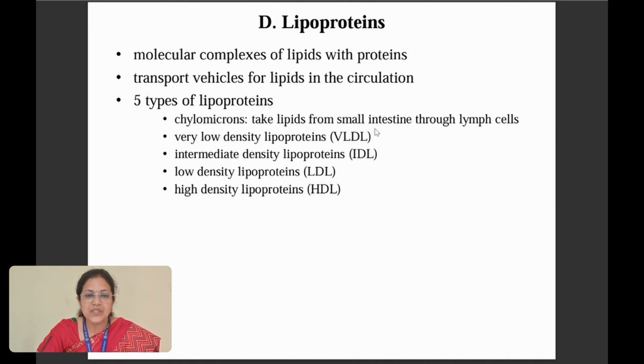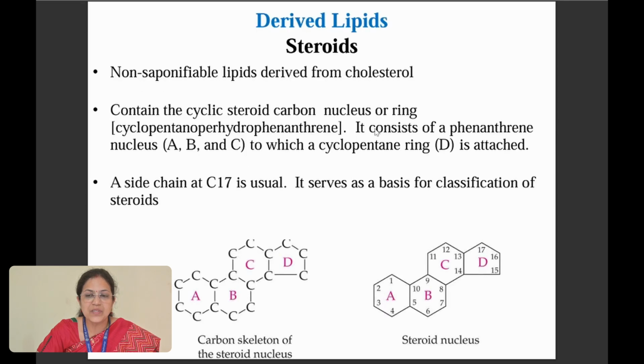Now the third classification we are going to see is derived lipids. Under derived lipids we are going to see steroids. All the non-saponifiable lipids are steroids, and the main steroid we see in our body is cholesterol. All steroids contain a cyclic carbon nucleus ring-like structure, formed by a compound called cyclopentanoperhydrophenanthrene ring, where the cyclopentane ring is attached with phenanthrene molecules, forming the cholesterol structure.